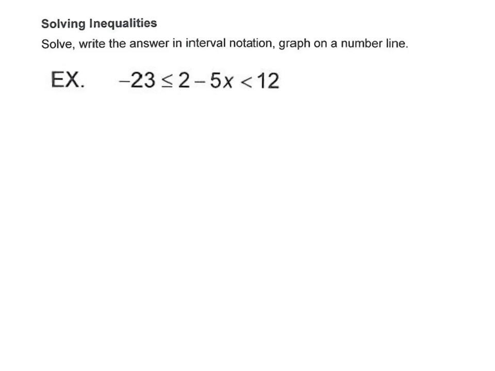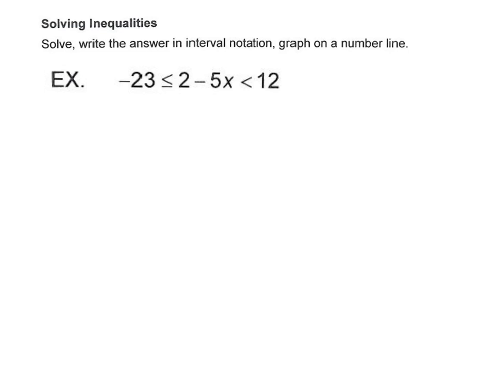So we want to get the x by itself. We need to get rid of the 2 and the -5, so we know we do the subtract 2 first. And because we have the double inequality, we'll subtract 2 from the far left and subtract 2 from the far right. So now we have -25 is less than or equal to -5x is less than 10.